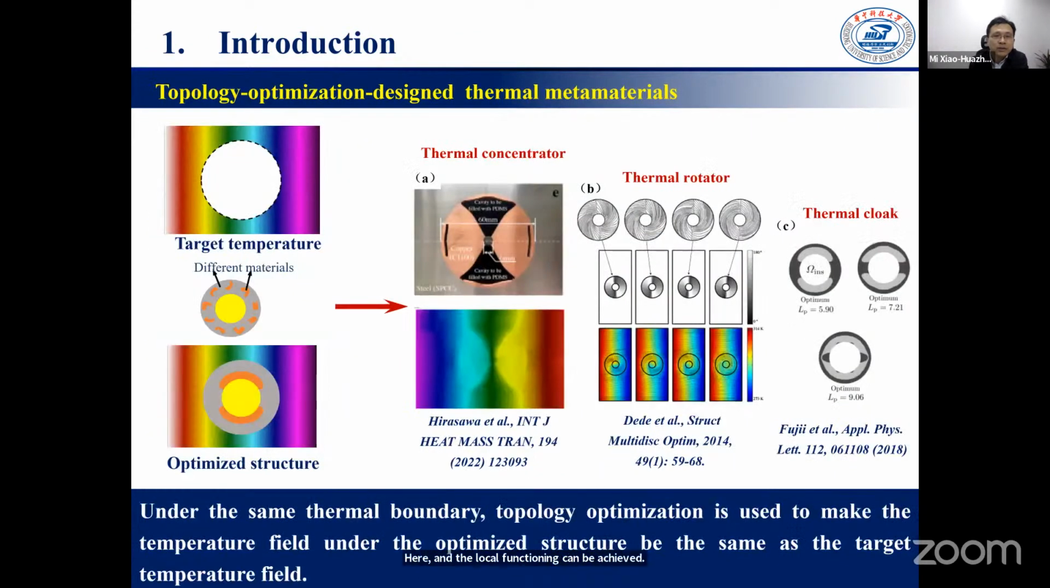The third method is the topology optimization method. We can use topology optimization to design structures so that the temperature field of the optimized structures is the same as the target one. From these 2 pictures, we can see that using the TO method we can design the structures, and the temperature field is very close to the background.